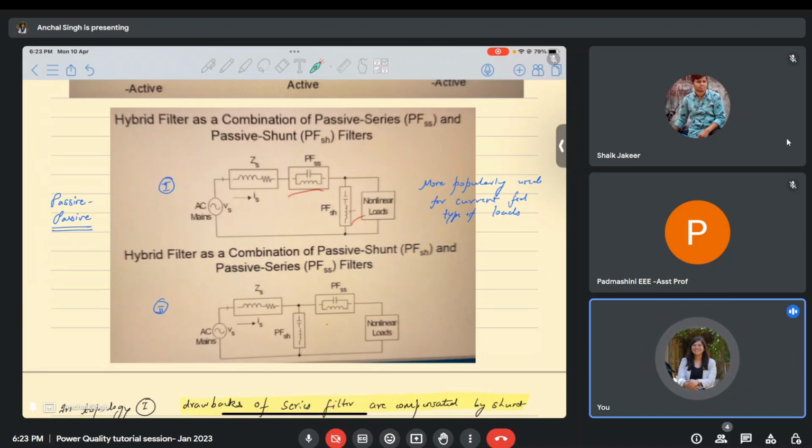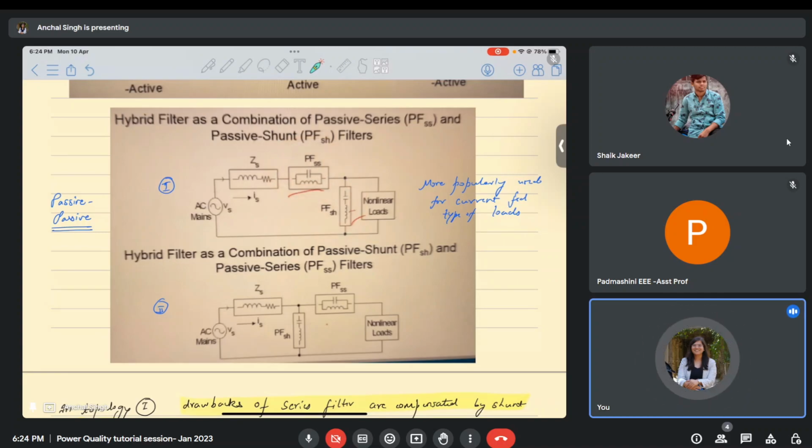And another advantage of hybrid filters is that when you talk about shunt filters, they have a problem of resonance issues. So shunt filters can be a part of a resonance problem when you just use a shunt filter. But when you use this passive shunt filter along with the series filter, in case resonance occurs, this series filter blocks the resonance current, the current due to resonance. And because of that, the series filter is able to take care of the drawback of the shunt filter.